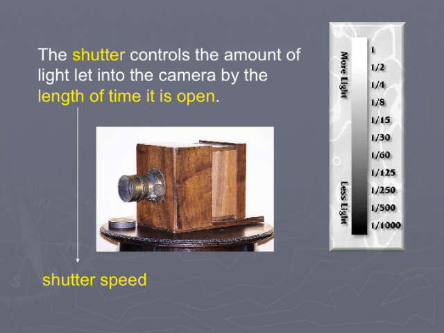Going from 1 second, you'll notice that we cut them in half each time, with a little variation in there: 1 second, 1/2 second, 1/4 second, 1/8 second, then a little variation, 1/15th of a second, 1/30th, 1/60th, then a little variation again, 1/125th, 1/250th, 1/500th, and 1/1000th. The reason for those little variations is that some of the older cameras had mechanical shutters that weren't super accurate, so they made the little variation to make the numbers easier to calculate, so to speak.